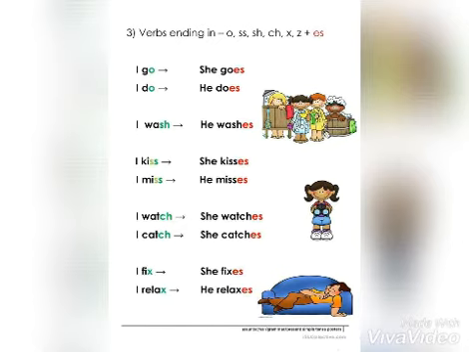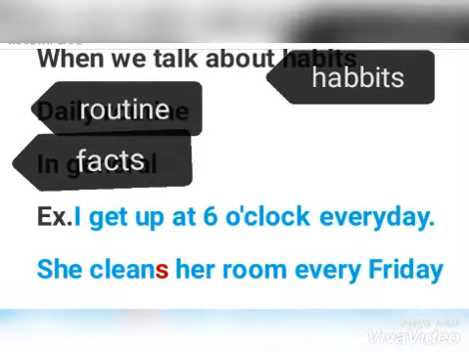I go, she goes. The verbs that we have to put ES on are the verbs that end in O, double S, SH, CH, X, Z. He washes, he misses, she watches, she fixes, he relaxes. All these verbs take ES with he, she, it.